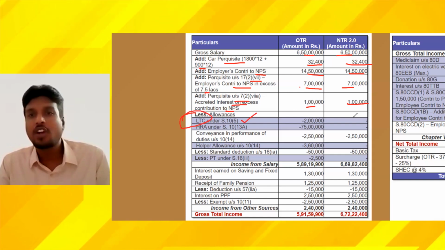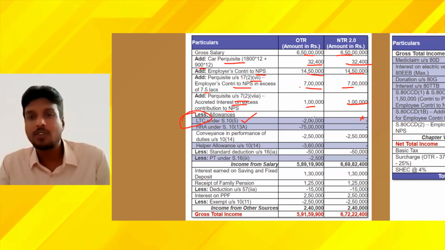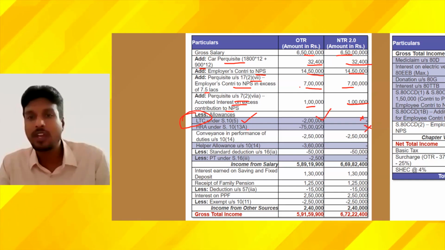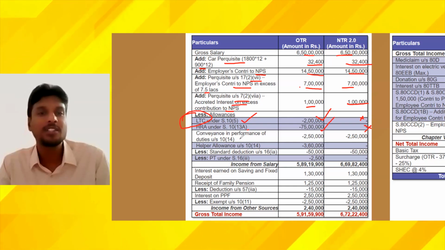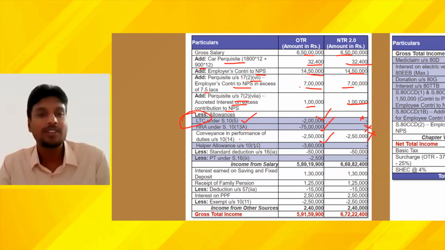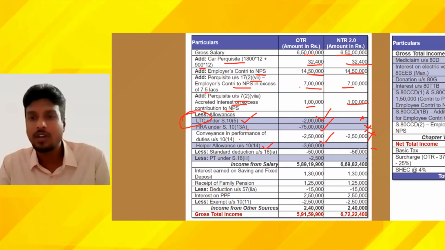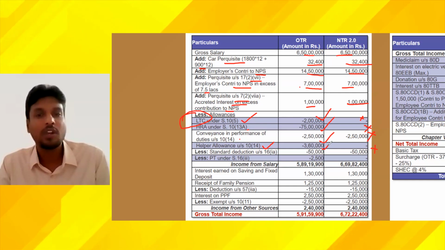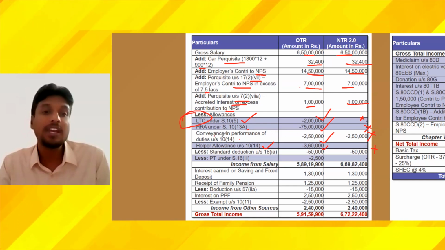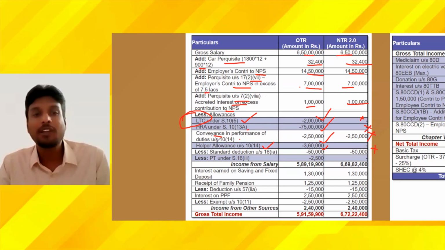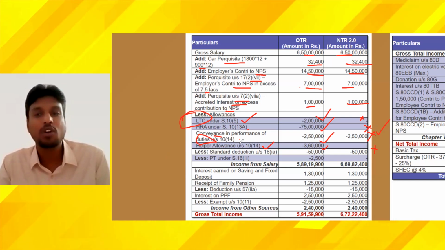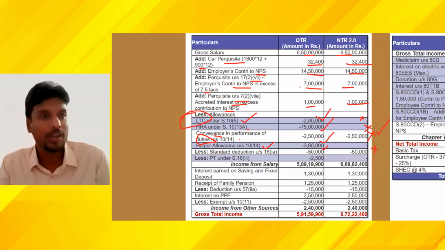Leave travel concession, not allowed under the new tax regime, allowed under the old tax regime. HRA, not allowed under the new tax regime, only allowed under the old tax regime. Conveyance, not allowed under the new tax regime, allowed only under the old tax regime. Helper allowance, not allowed under the new tax regime, allowed under the old tax regime. The conveyance for performance of duties is allowed. Now, when I say only conveyance, it is not allowed. But when it is for performance of duties, that is for the purpose of office duty, then it is allowed, 2,50,000 under old tax regime and new tax regime.